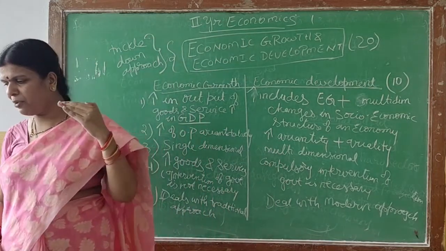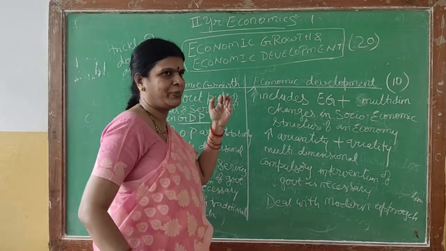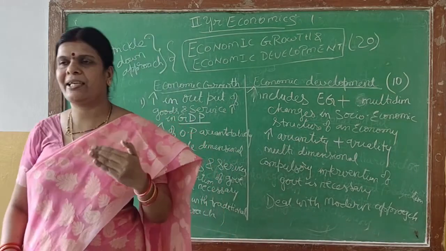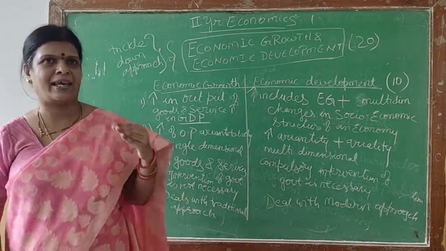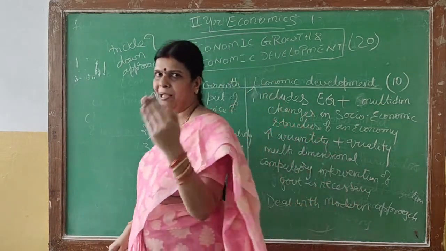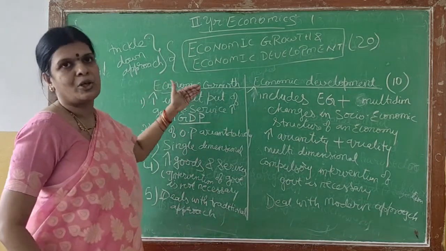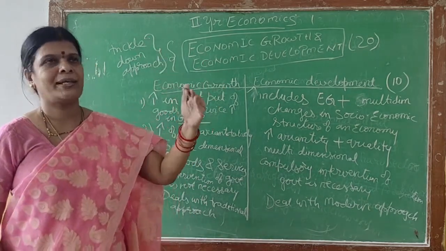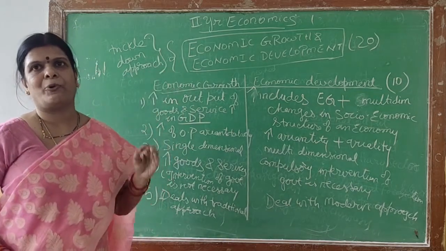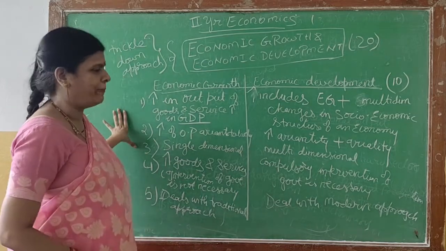See students, if the income of rich people increases, what will they do? They will invest again in producing goods and services. When there is demand for goods and services, we need more labor. When labor is there, the labor will get income. So when there is growth, what does economic growth say? When there is growth, poverty is eliminated. That is called the trickle down approach.